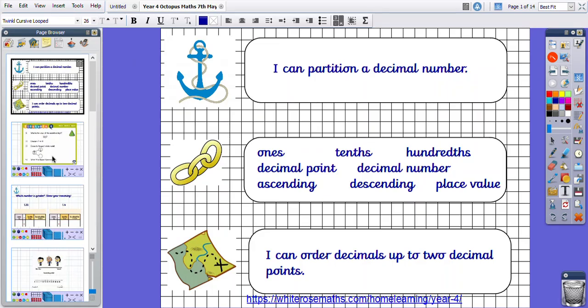Good morning, Year 4. Your maths lesson today, we are going to be ordering decimals up to 2 decimal places. So our anchor task, we are partitioning a decimal number, and our key vocabulary includes ones, tenths, hundredths, decimal point, decimal number, ascending, descending, and place value. We will touch upon what a couple of these words mean as we do our teach this morning.